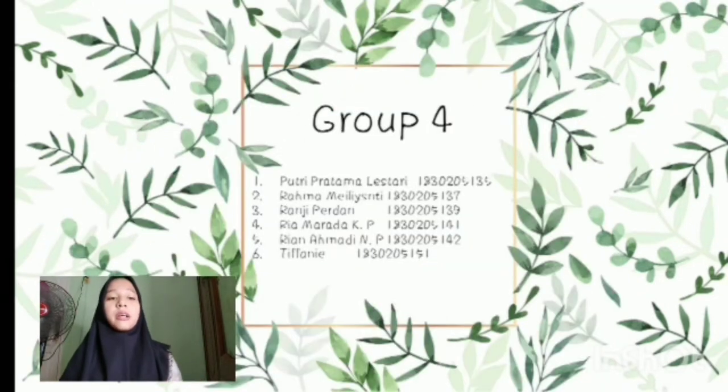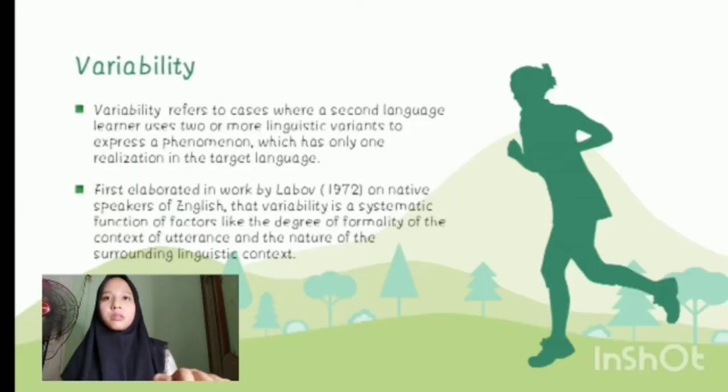Before I start my explanation, let me introduce myself and my partners. My name is Putri Pratama Lestari, and my partners are Rahma Meiliyanti, Ranji Perdan, Ria Maradha, Rian Ahmadi, and Tiffanie. The first material will be explained by me.